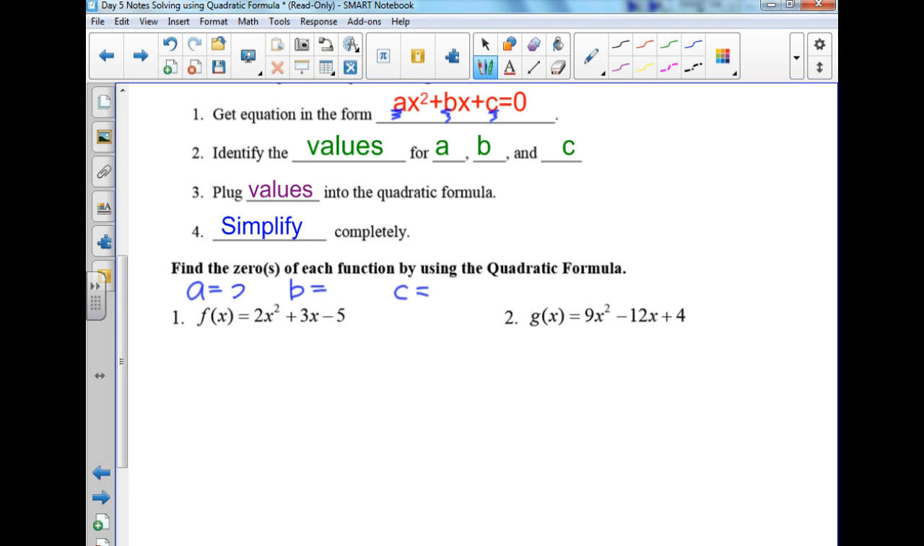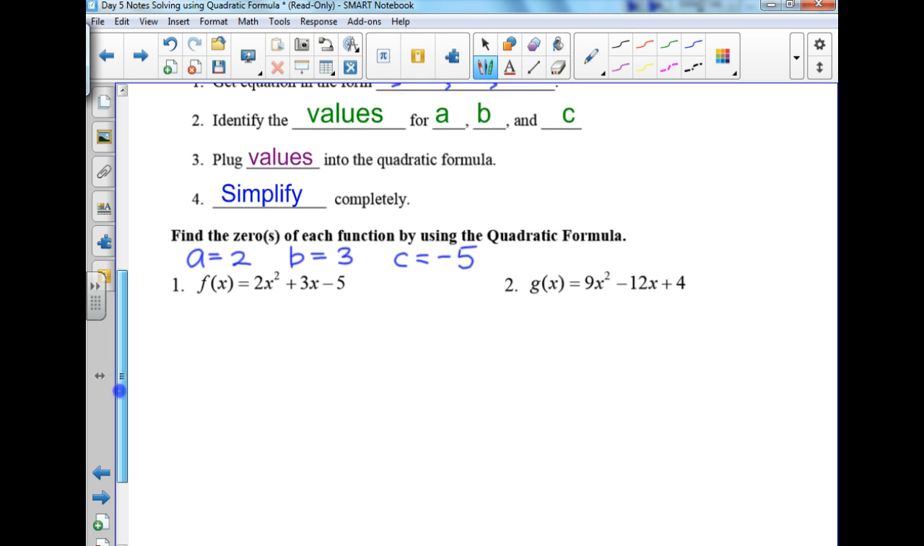Yeah, so when you're plugging this in the formula, you're not going to have any x's. We just want the numbers. What is B? 3. Okay. No x's. What is C? -5. Okay, be extra careful you keep the signs with it. So like if this was a -3, make sure you write -3 there.